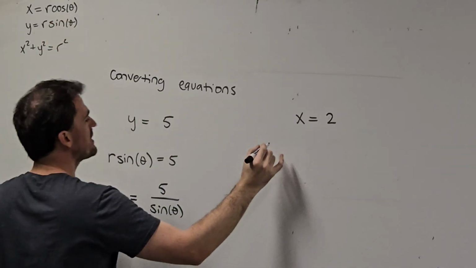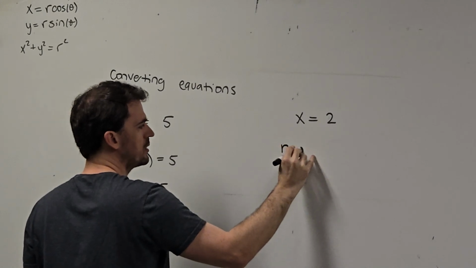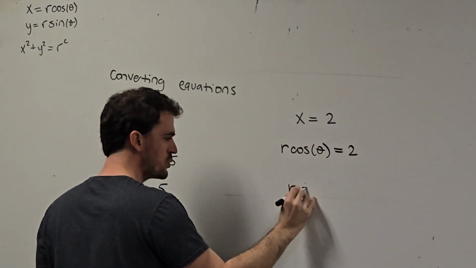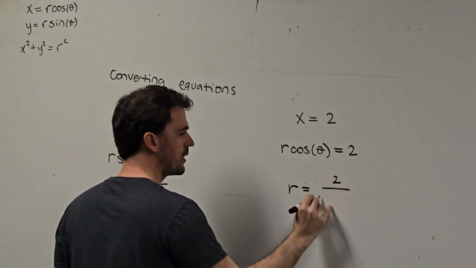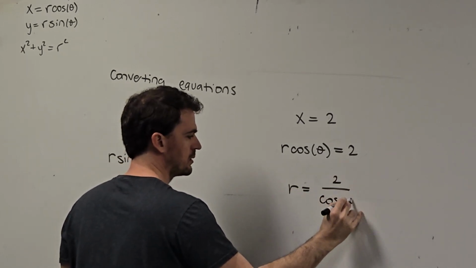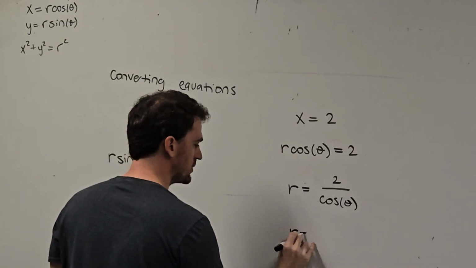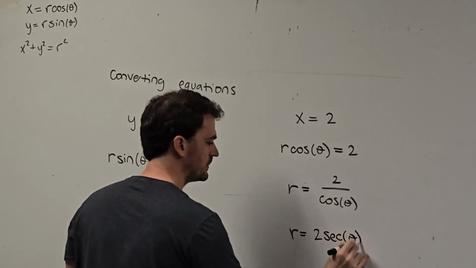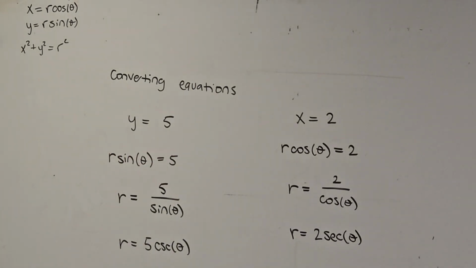x equals 2, same idea. x is equal to r cosine theta. True, I agree you're done, but let's solve for r. And what is 1 over cosine equal to? Secant.